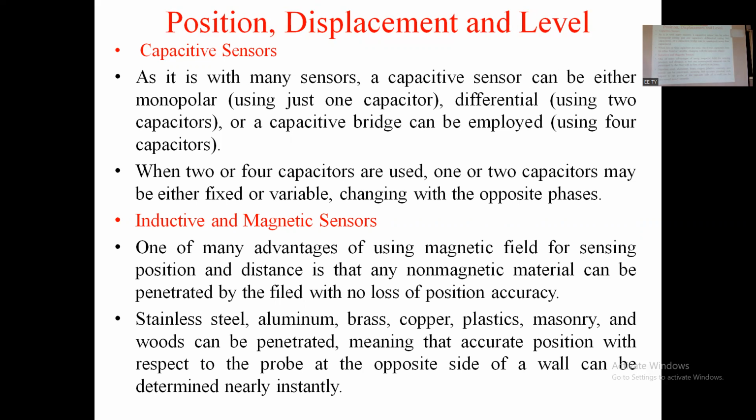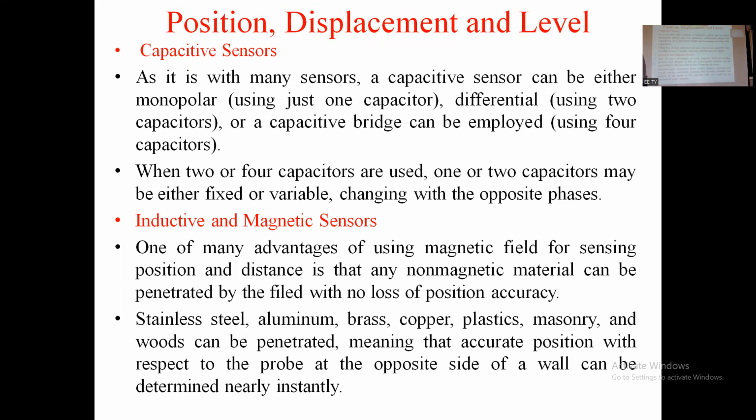in those four capacitors, two capacitors may be either fixed or variable, and changing will be by opposite phase. Maybe two capacitors are variable. So this is just the formation of the sensor, whether we are using only one capacitive sensor, two capacitive sensors, or four capacitors. If four are used, then a bridge will be formed. Okay, and depending upon the bridge balance condition, we are finding the unknown value of the capacitor.